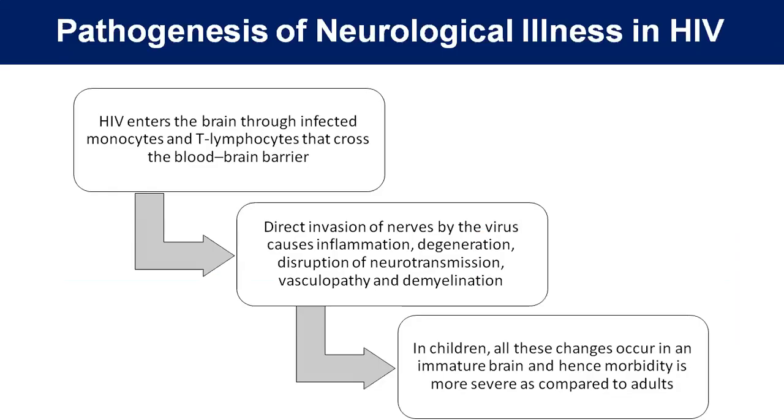Next, we come to the neurological morbidities in CLHIV. So the pathogenesis of neurological illness in HIV. HIV enters the brain through infected monocytes and T lymphocytes that will cross the blood-brain barrier. Direct invasion of nerves by the virus causes inflammation, degeneration, disruption of neurotransmission, vasculopathy, and demyelination. In children, all these changes occur in an immature brain, hence morbidity is more severe as compared to adults.